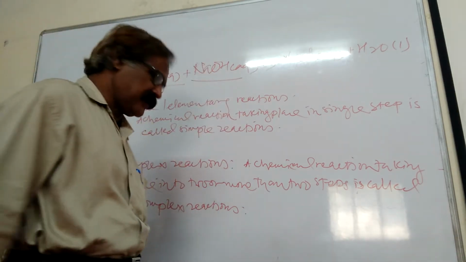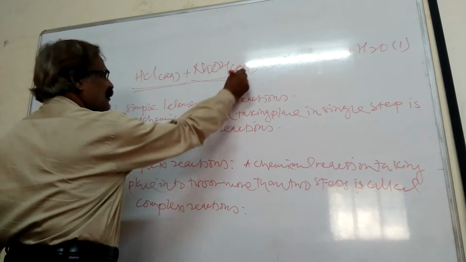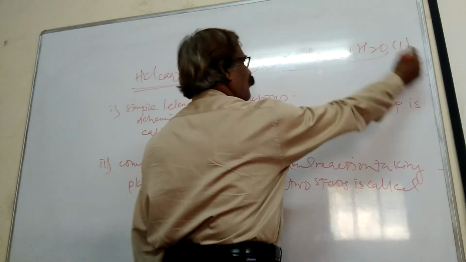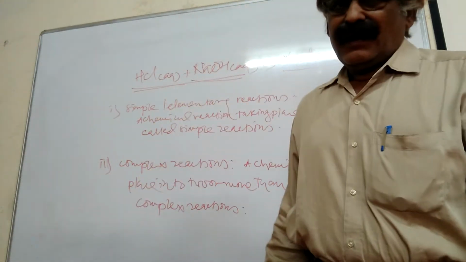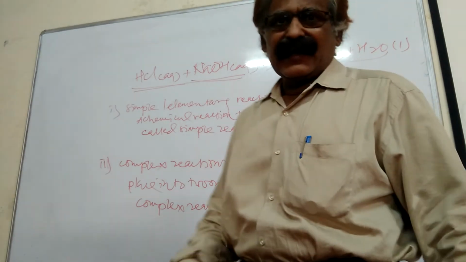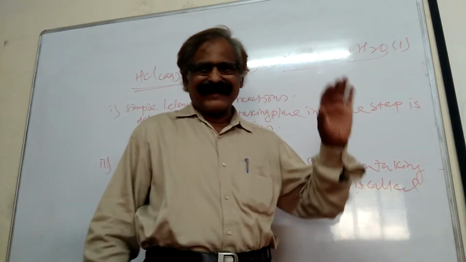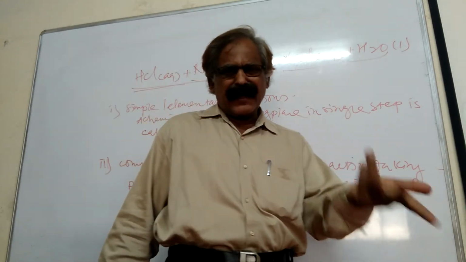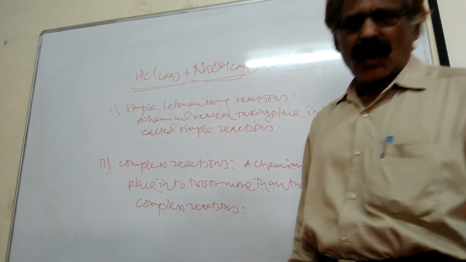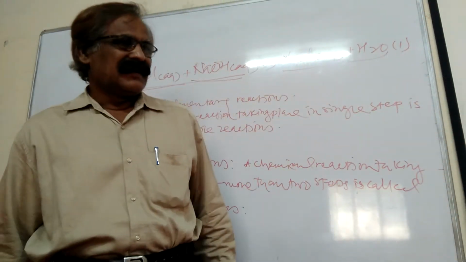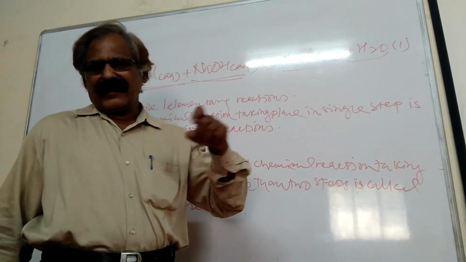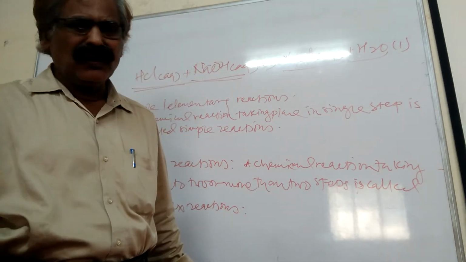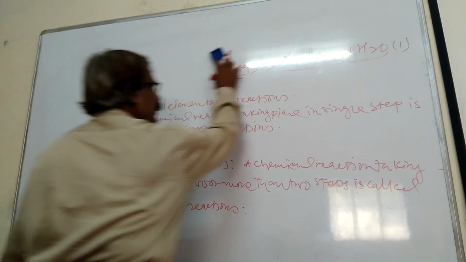in one step. So when we look at this, we will see that these are the two reactants. When these two react with each other, we get product. So when the reactants react and give products directly without involving any other intermediate step, that reaction is known as simple reaction. So we can have so many examples of simple reactions.